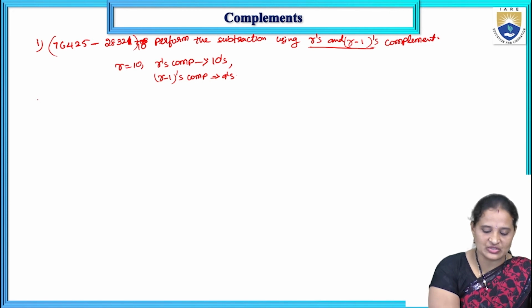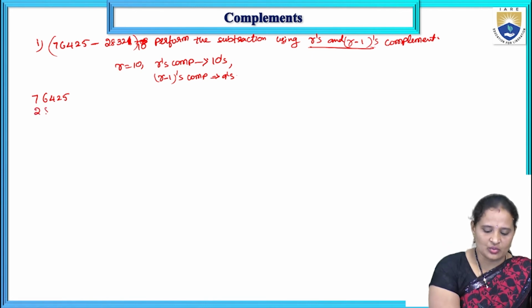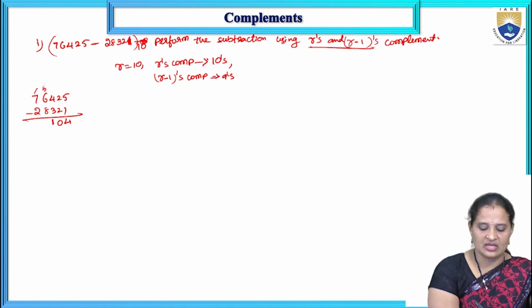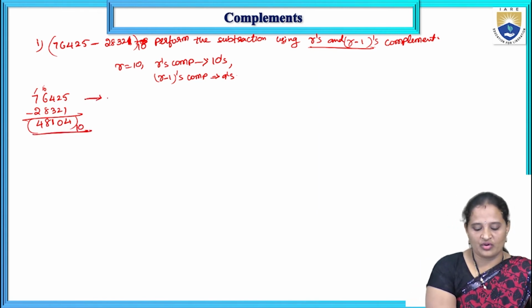So first of all, let us do this one directly: 76425 minus 28321. In either way you perform the subtraction, the result should be the same. This is the direct subtraction. 5 minus 1 is 4. 2 minus 2 is 0. 4 minus 3 is 1. 6 minus 8 is not possible, so 16 minus 8 is 8, and here we have taken one borrow. So 6 minus 2 is 4. This is the answer, and it is positive.